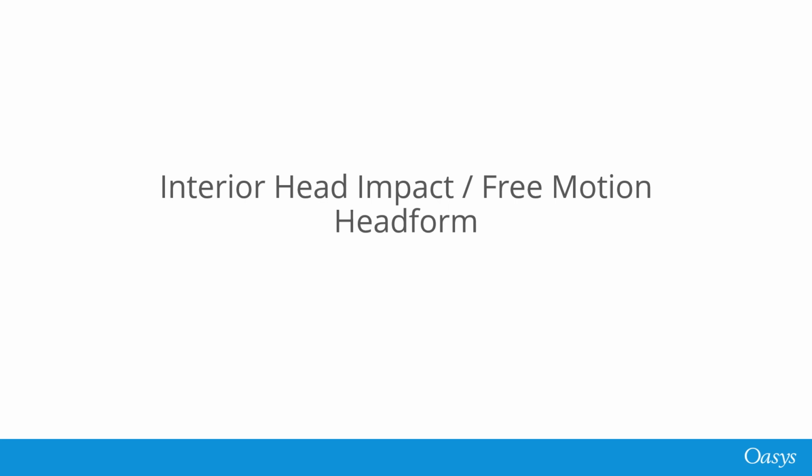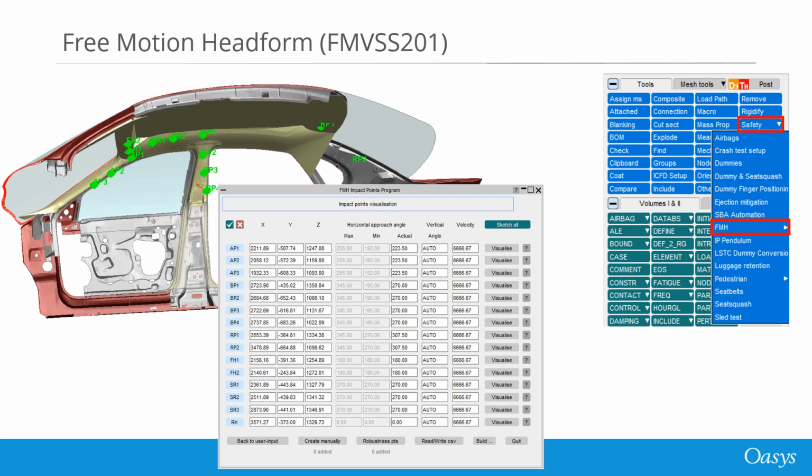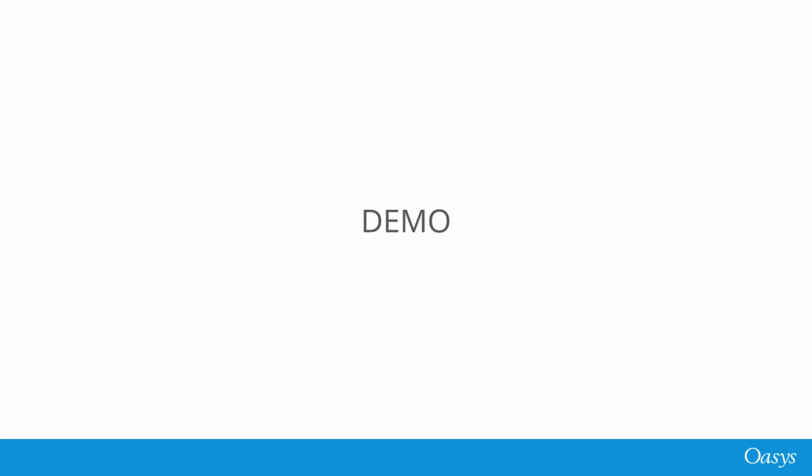Okay, moving on to interior head impact, which covers everything related to FMVSS 201 upper. So Primer has tools to determine target locations on the interior trim according to the FMVSS 201 regulation. There are also tools to automatically position and build models based on those target positions. And finally, there are also tools available for you to interactively position your headforms to target positions. So let's see a demo of that.